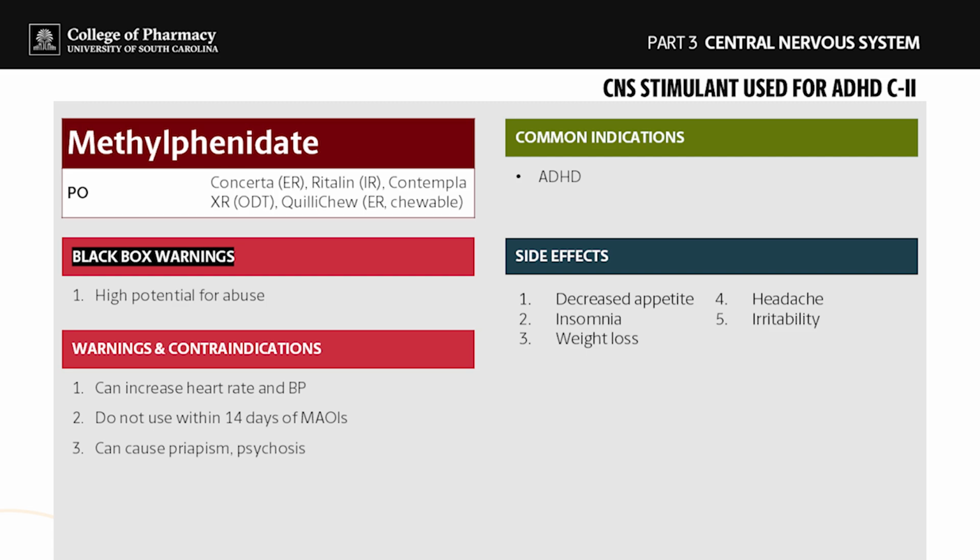Another drug that looks similar to dexmethylphenidate is methylphenidate, so it should look familiar. The brand names are Concerta, Ritalin, Contempla XR, and Quillichew, which comes in extended release (ER) or chewable. Contempla, by the way, is an oral dissolving tablet. This is also used for ADHD. It is also, just like dexmethylphenidate, a Schedule II drug, so it has a higher potential for abuse. Side effects are exactly the same as dexmethylphenidate.